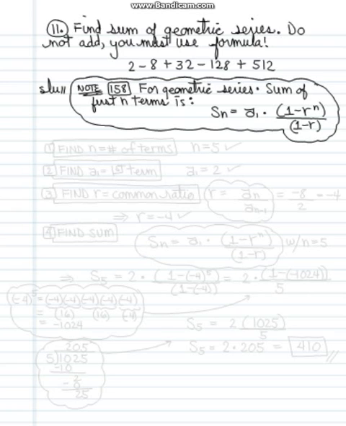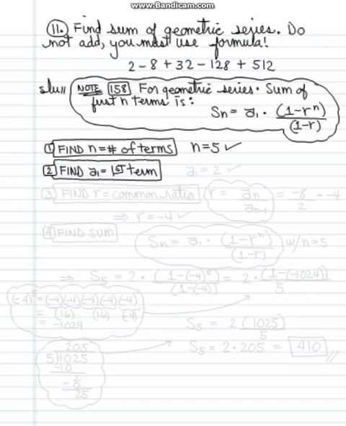Step 1, we're going to find all the pieces. Step 1, find n equals the number of terms. We count the number of terms in the question and we see n equals 5. Step 2, find a sub 1, which is equal to the first term. The first term in the given sum is a sub 1 equals the number 2.